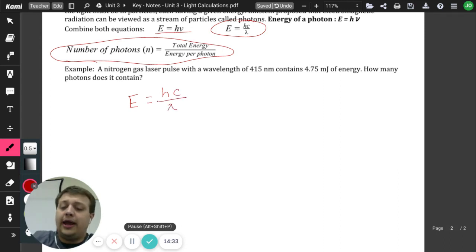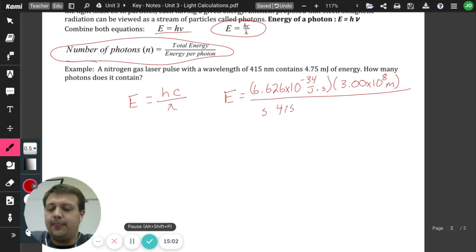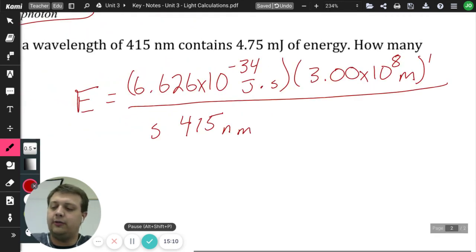Okay, so my energy equals Planck's constant 6.626 times 10 to the negative 34th joules times seconds, times speed of light 3.00 times 10 to the 8th meters per second. And then my wavelength is 415 nanometers. Well, I need to convert my nanometers into meters. I'm actually going to zoom in over here. I did run out of room a little bit.